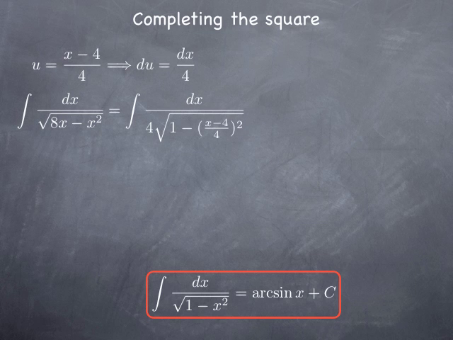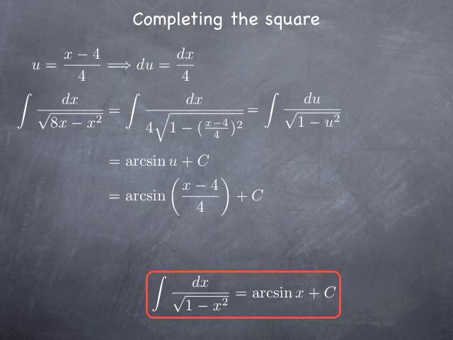Specifically, I'm going to replace dx over 4 by du and x minus 4 over 4 by u. And so formally we obtain the integral of du over square root of 1 minus u squared. So now that matches our formula at the bottom, and what we obtain is simply arcsine of u up to a constant. And u was x minus 4 over 4, so that gives us our antiderivative.